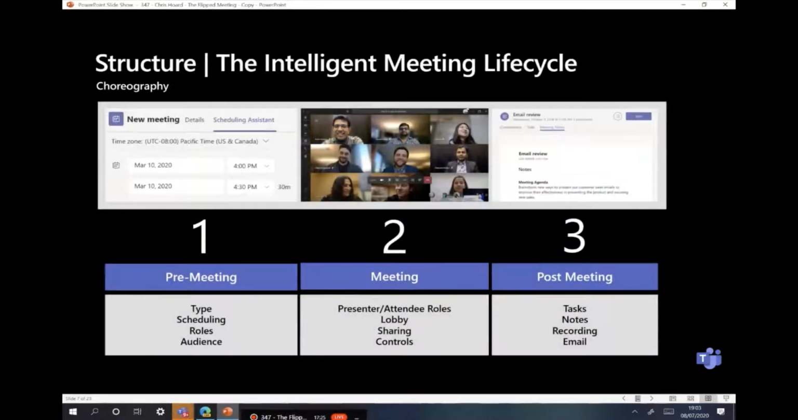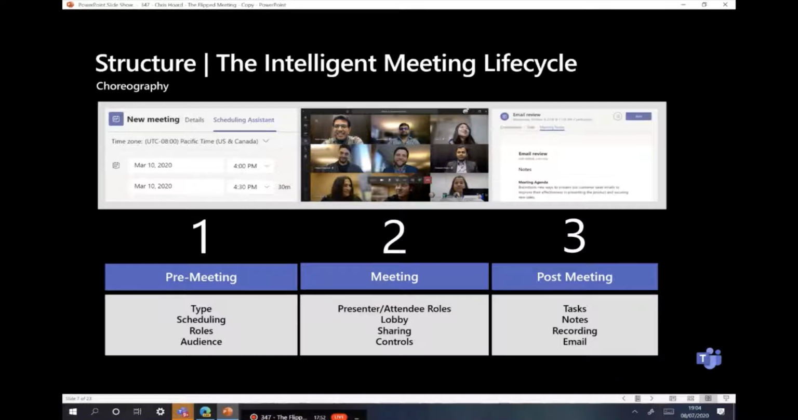Secondly, you may have heard this term that Microsoft used. It's called the intelligent meeting lifecycle. It is all about structuring and the choreography of the meeting experience. Now, the intelligent meetings lifecycle is a bit like a play in 3 acts. We split it into 3 parts. The first, there is the pre-meeting.